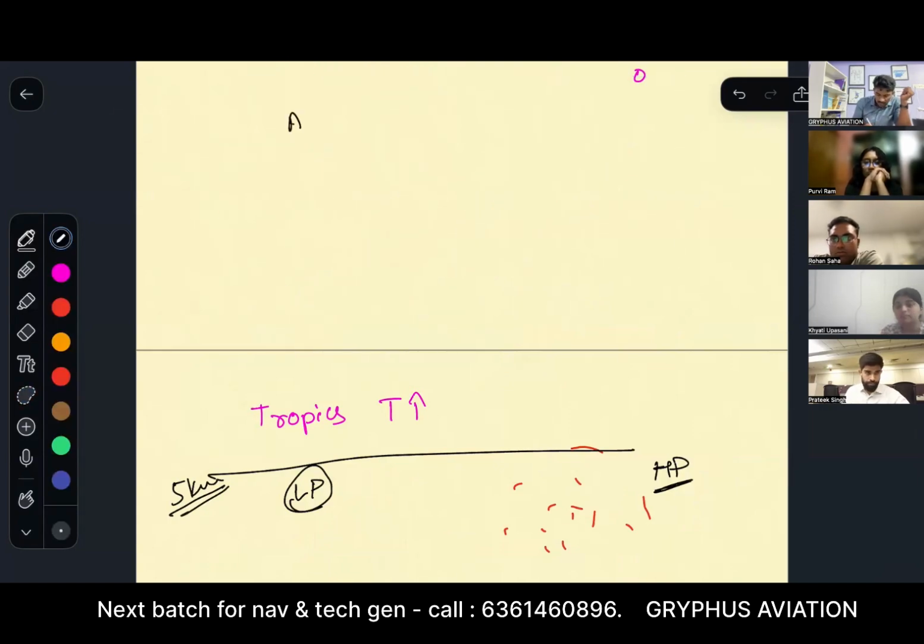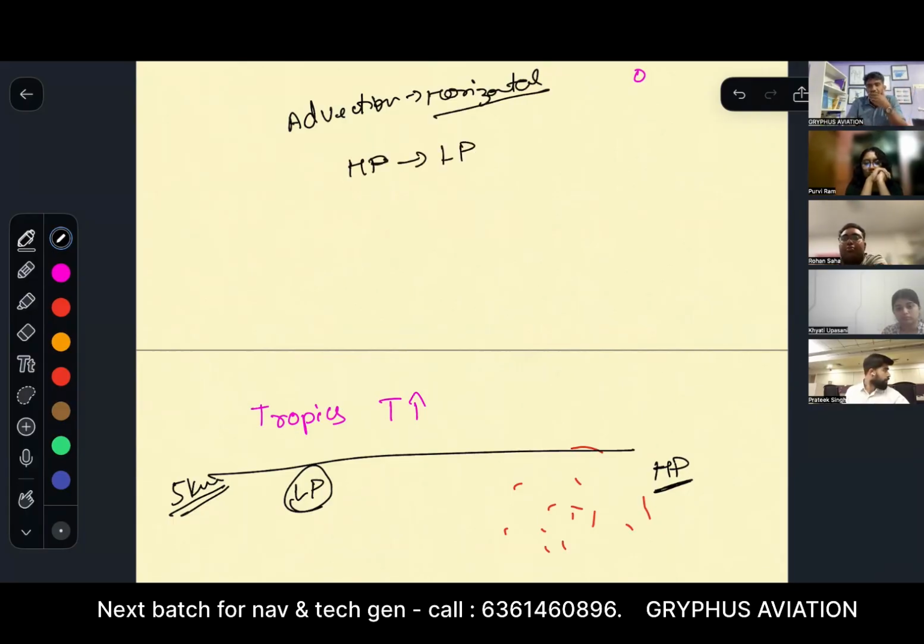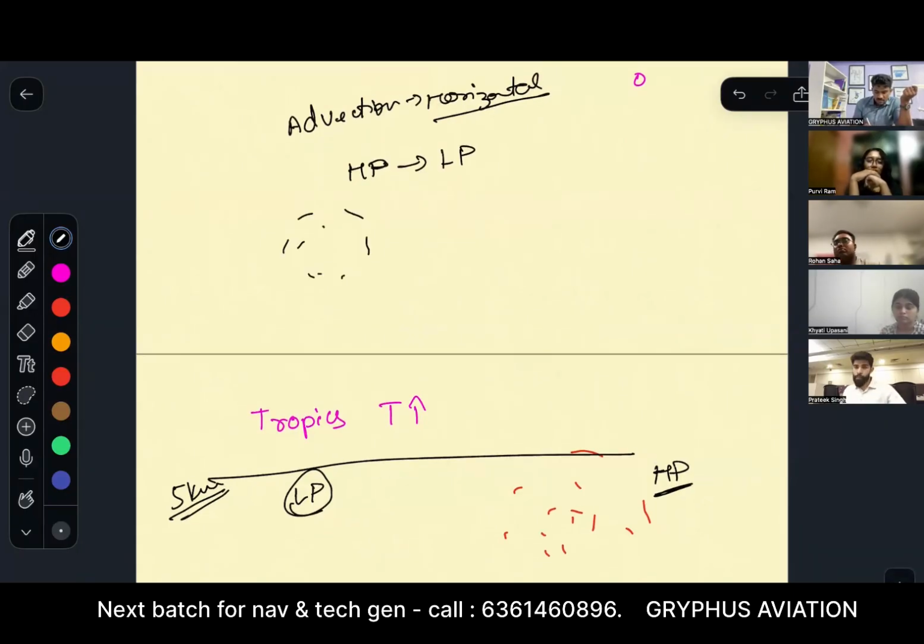Now, always remember, I'll give a justification also why it is so. When you talk about advection, which is horizontal movement, it will always happen from high pressure to low pressure. Why? High pressure means more air molecules. Low pressure means fewer air molecules or no air molecules.